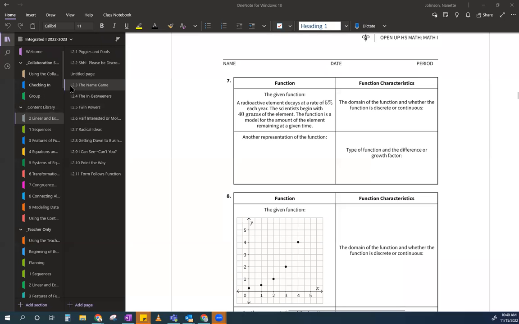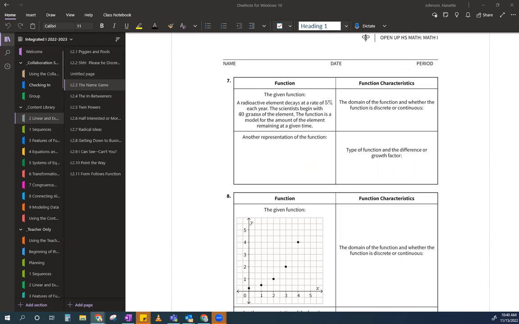Okay, so we're now in 2.3 and we're still part of the lesson. This is kind of like a review of what you've learned in 2.1 and 2.2 and putting it all together. For each of these little cards, they wanted you to find the function and some characteristics about that. So we're going to do 7 and we're going to do 9, I think.